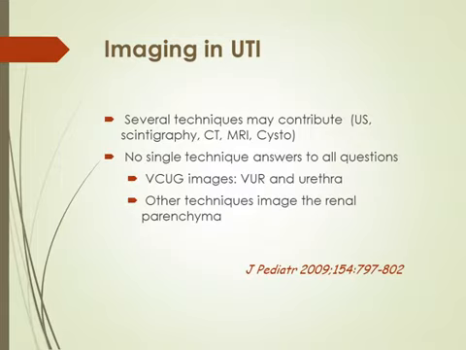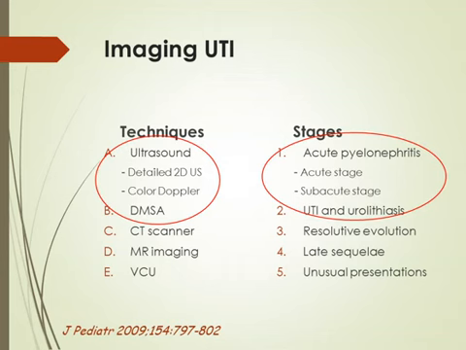Several techniques may contribute to imaging, but no single technique answers all questions. Cystogram will respond to the question of whether reflux is present or any urethral anomaly, while the other techniques will image the renal parenchyma. In the acute stages, and we will focus on the acute stages of the disease, there are 2 main imaging techniques that would be used. These are ultrasound and scintigraphy.